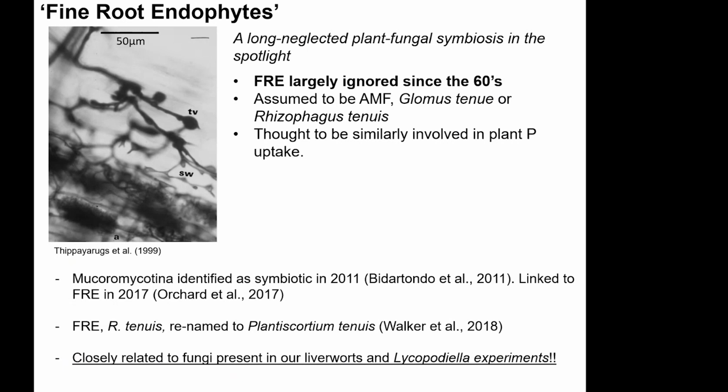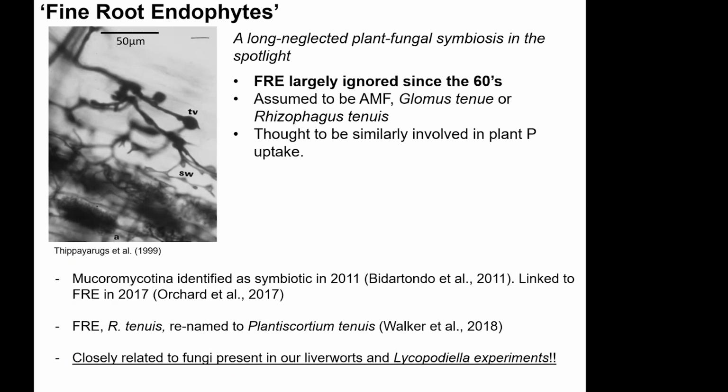And so all of the classic literature where they're looking at arbuscular mycorrhizas, they just lump fine root endophytes in with that. And for a long time they were called Glomus tenue, and Glomus is an arbuscular mycorrhiza genus, right? So we've got this huge confusion in the literature between fine root endophytes and arbuscular mycorrhizas. And they've always been thought to be functioning in the same way as an arbuscular mycorrhiza. However, it seems from our work that they're actually different. And they've now been renamed to Planticonsortium tenue, for reasons. I don't know why this group did that randomly.